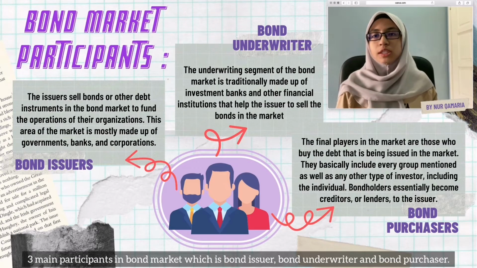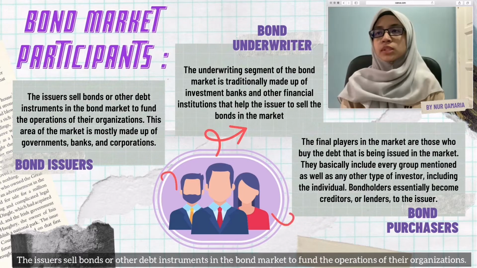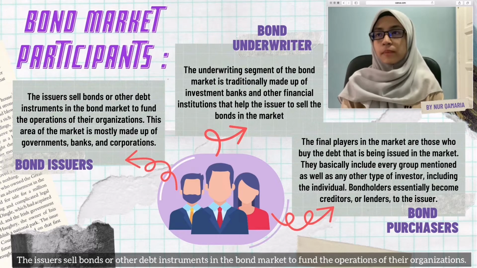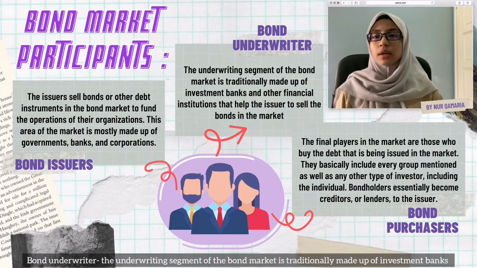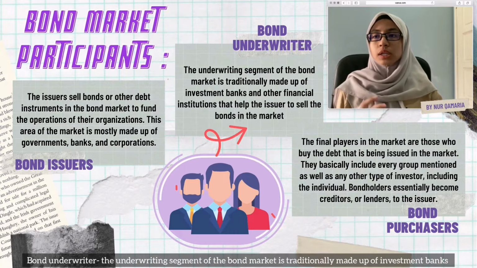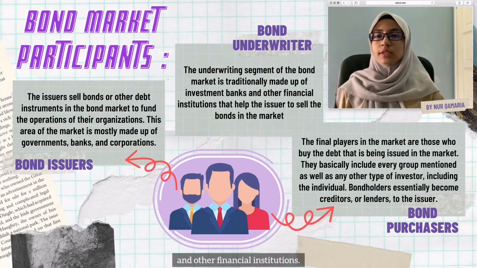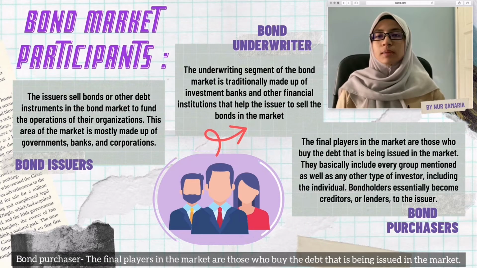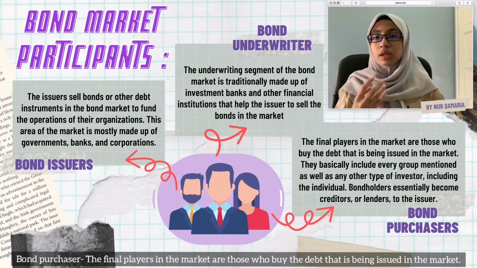The participants in the bond market are the bond issuer, bond underwriter, and bond purchaser. The issuer sells bonds or other debt instruments in the bond market to fund the operations of their organization. For the bond underwriter, the underwriting segment of the bond market is traditionally made up of investment banks and other financial institutions. The bond purchaser, the final player in the market, are those who buy the debt that is being issued in the market.